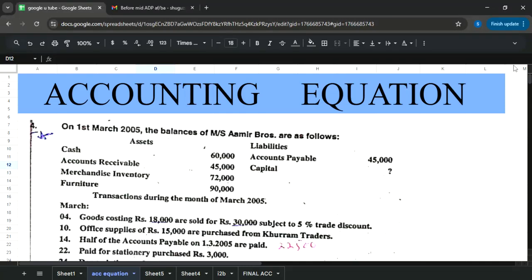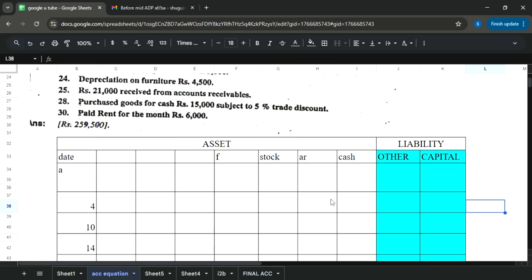Hey guys, hopefully everyone is doing well. Today's target is to solve question number 4. The chapter which we are related with is accounting equation. We have been provided inputs and the proforma is ready. And as usual, you will put these transactions into the accounting equation.